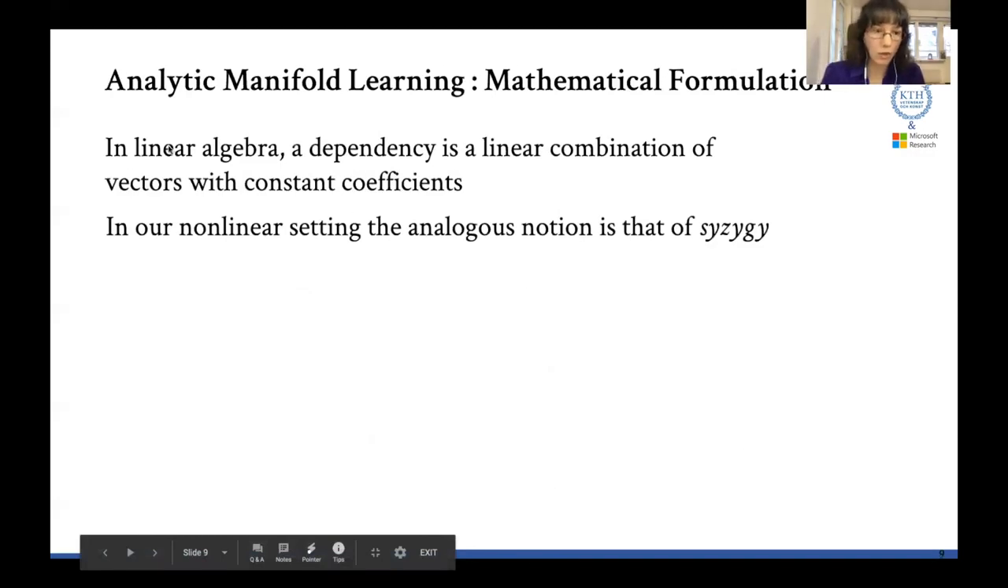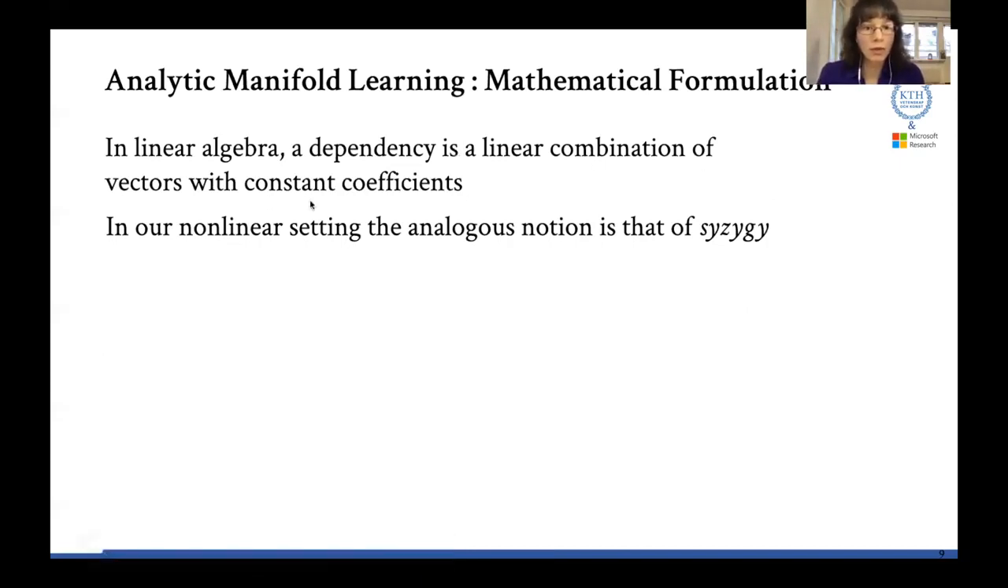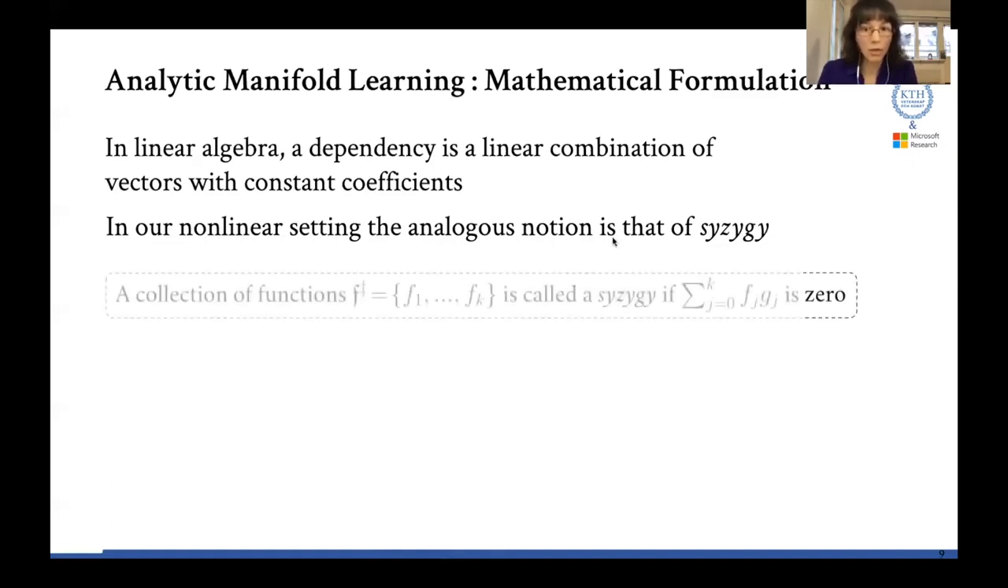So how are we going to do this? In linear algebra, if you recall, the dependency is a linear combination of vectors with constant coefficients. So if you can find a linear combination of vectors with constant coefficients that can express your new, let's say, vector, then it's not independent from the previous ones, right? So we're going to have a very similar reasoning here. This comes from abstract algebra directly. And the generalization of independence to the nonlinear setting is called a syzygy.